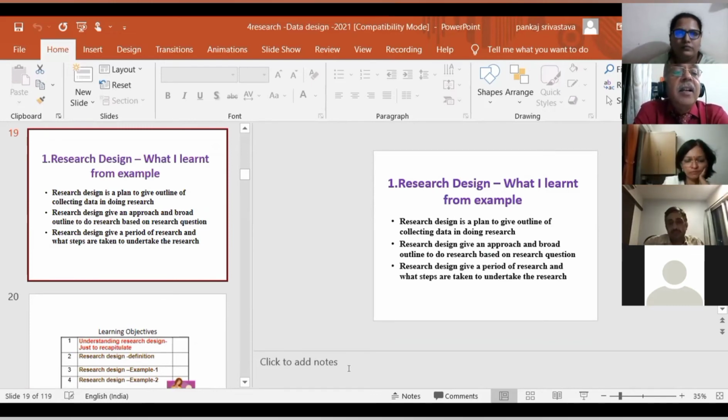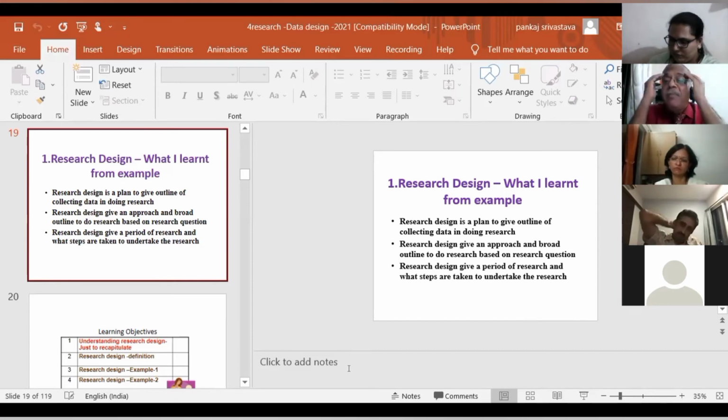Second, it gives you an approach and broad outline to do research based on the research question, which we have raised in the introduction part. So the research questions and research problem of the introduction part should be reflected in your writing in the research design. Am I clear here? That means whatever questions we raise in the research problem in the introduction section has to be reflected in the research design to make it clearer. And that will make you understand how I should go about it.